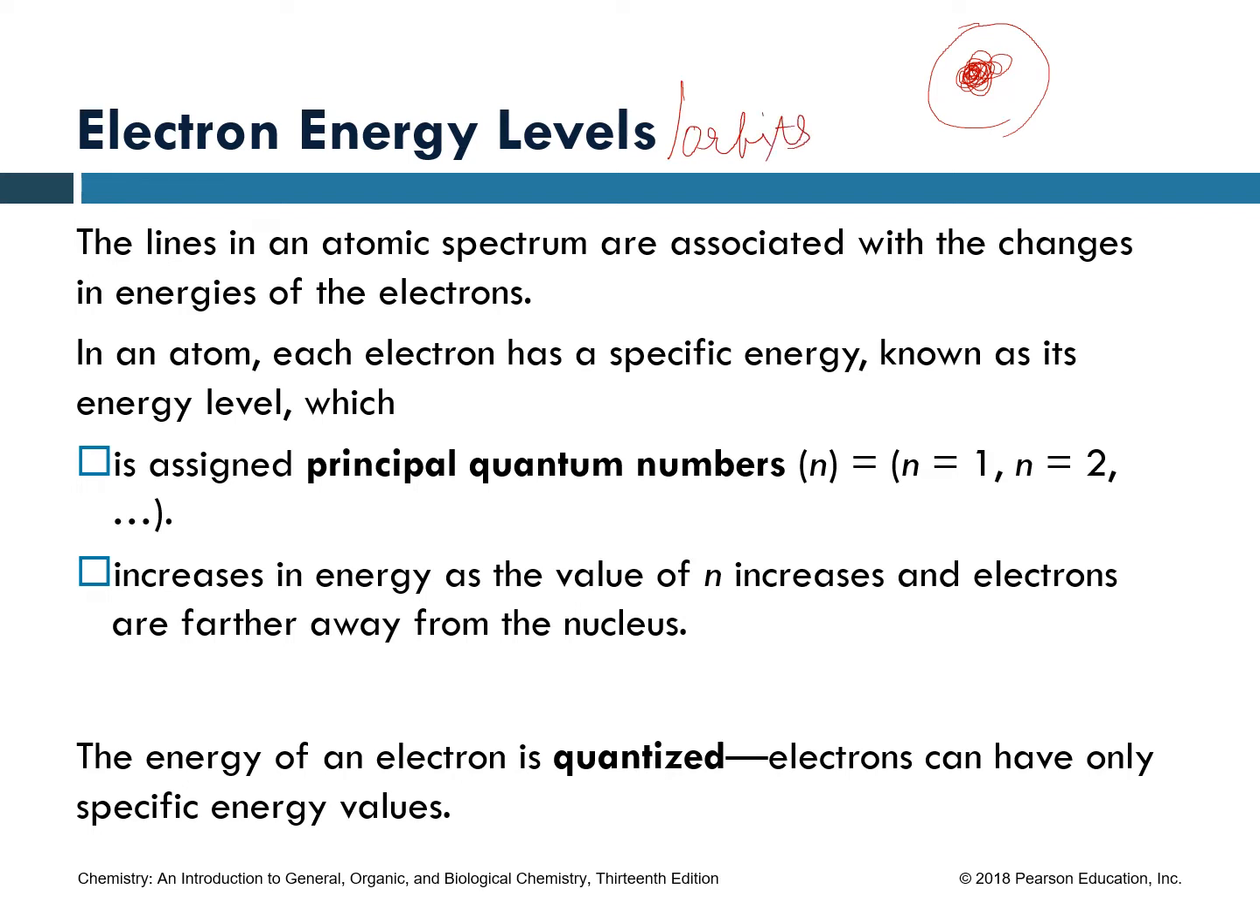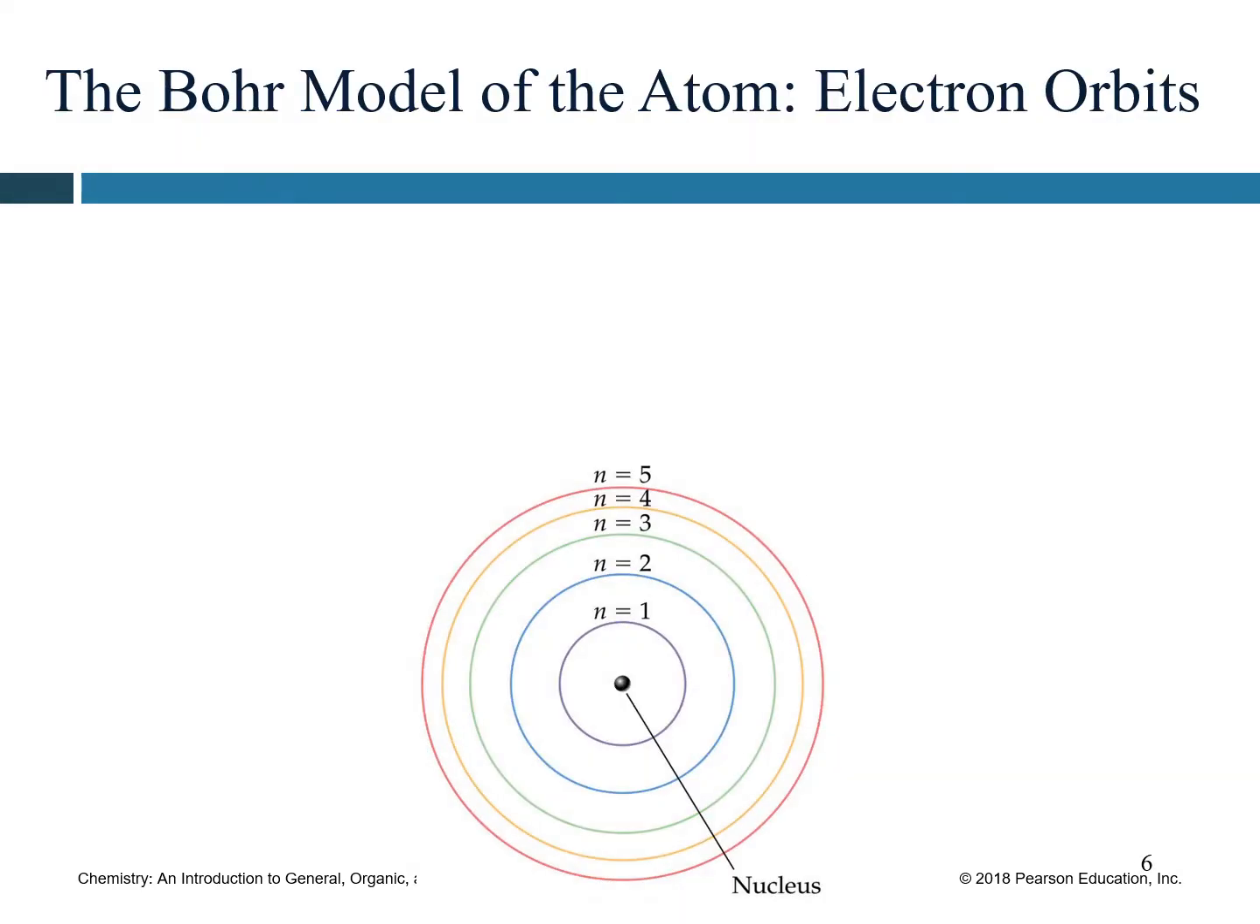The energy of the electron is essentially fixed. It is called quantized, which means that electrons can have only specific energy values. If this is an atom, the nucleus is right here. These are the different energy levels that are present around the nucleus. So the term quantized essentially means that electrons can only be present at this energy level, or at this energy level, or at this energy level, or here, or here.